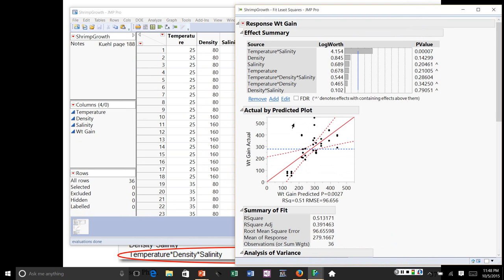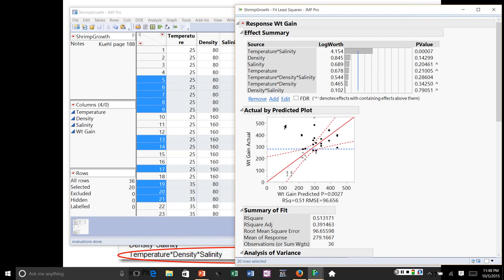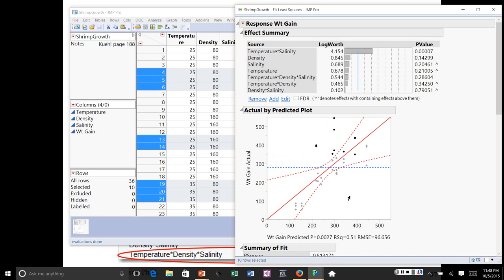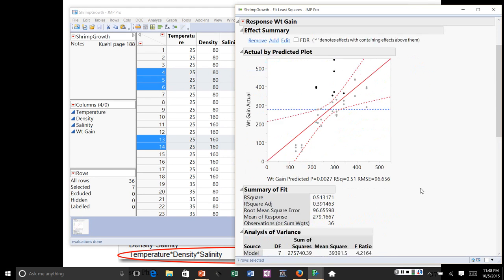By the way, notice in the actual by predicted plot, a lot of the points, especially four or five of them, do not fit well. In other words, there appears to be a lot of lack of fit. We might be tempted to call at least four or five of these points outliers, but it may be our model just doesn't fit this data very well.